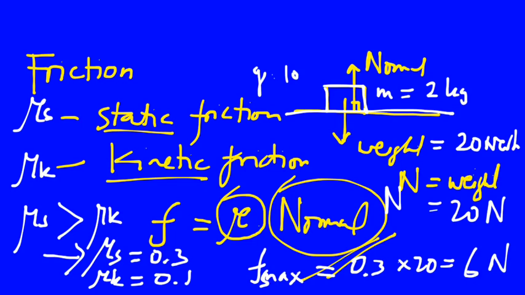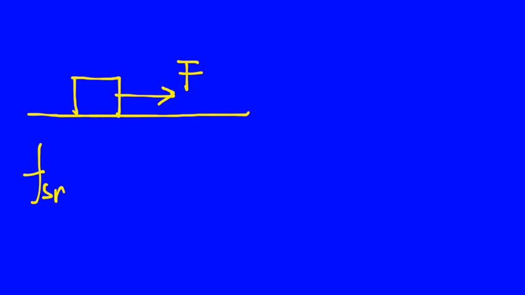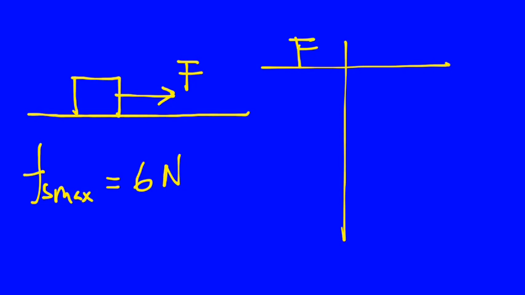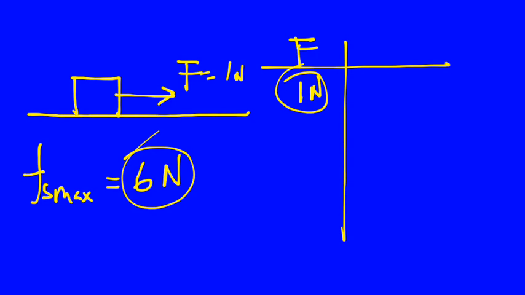Right, so for example, if you pull this object with a horizontal force F, let me draw it on the next page. So let's say you pull this object with a horizontal force F, and you have calculated that the maximum static friction is 6 Newton. Now if you pull this object with, let's say, 1 Newton, you see that this number is smaller than 6 Newton, therefore this object is not moving yet. So the next question is, what is the friction force acting on this object? Is it 6 Newton?